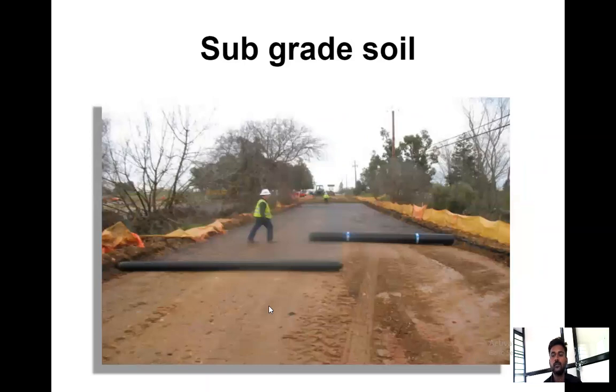You can see here the subgrade soil layer, it is shown here. It is compacted, you can observe. This seems to be compacted by the machineries. Then they will apply the paper on that, and they will place the concrete layer.